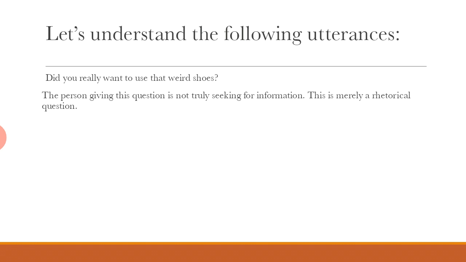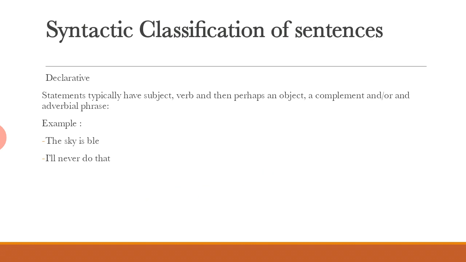So let us understand the following utterance. This is the example: Did you really want to use that very suit? This person gives this question not truly seeking information. This is merely a rhetorical question. This is what we will discuss: the syntactic classification of sentences. The first is declarative.